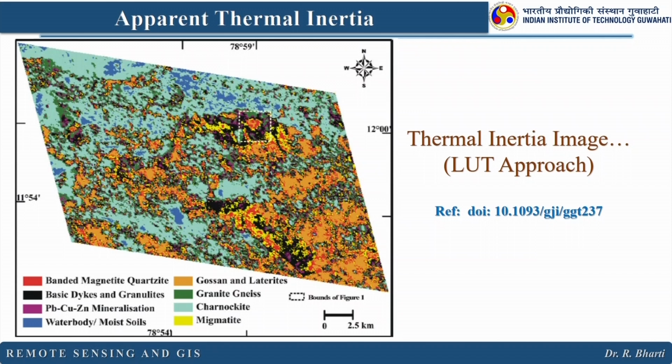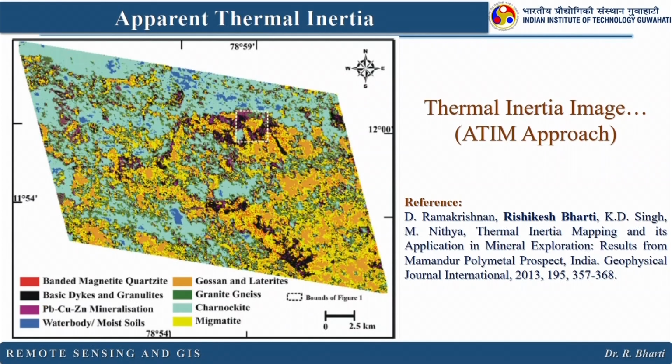And once you have that, if you use the lookup table approach, this is the output, this is apparent thermal inertia, and all these colors indicate rocks and minerals, right. Here this is in the case of the ATIM approach, and you can see the symbols and you can correlate with this legend.